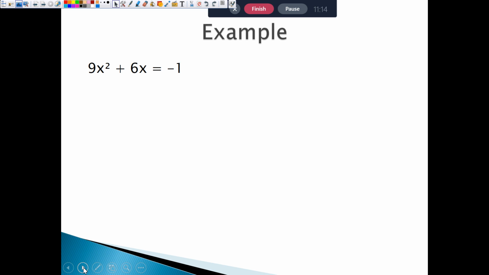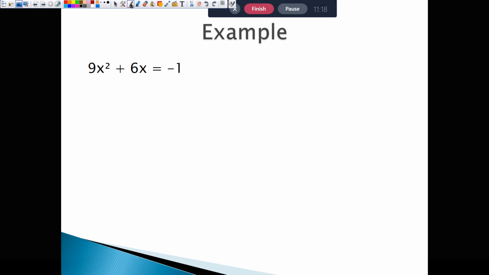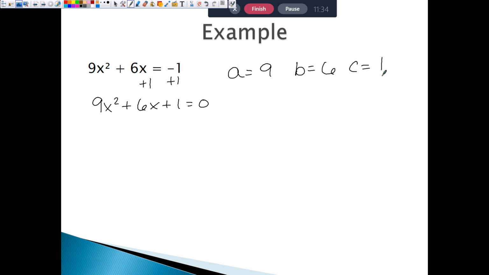Okay, so this one, I need to move my 1 over because it's not in standard form. So I'm going to add 1 to both sides. So I'm going to have 9x squared plus 6x plus 1 equals 0. So my A is going to be 9, my B is going to be 6, and my C is going to be 1.